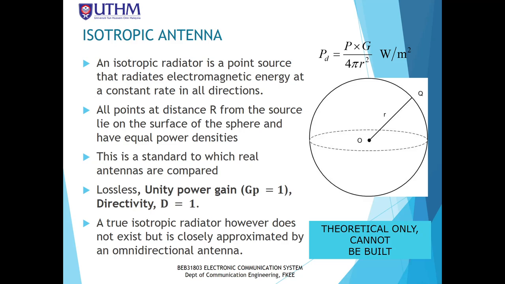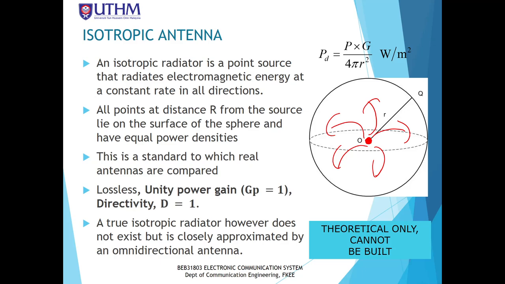Okay. So isotropic antenna, if you see here in this picture, so isotropic antenna is actually only this small dot here, a point source. We call it also as a point source, where this antenna radiates energy in all directions. Dia memancarkan gelombang pada semua arah. Okay, yang mana the shape of the emission is in the spherical shape. Dia punya pancaran gelombang itu dalam bentuk spherical.